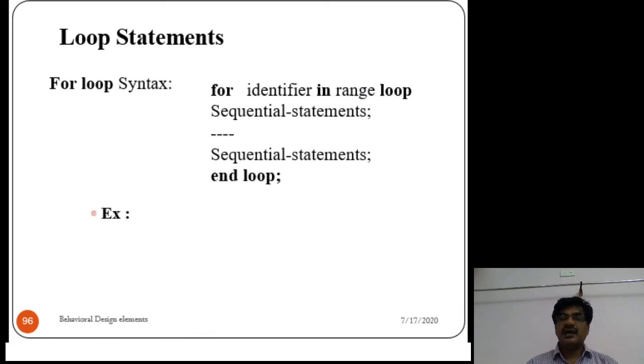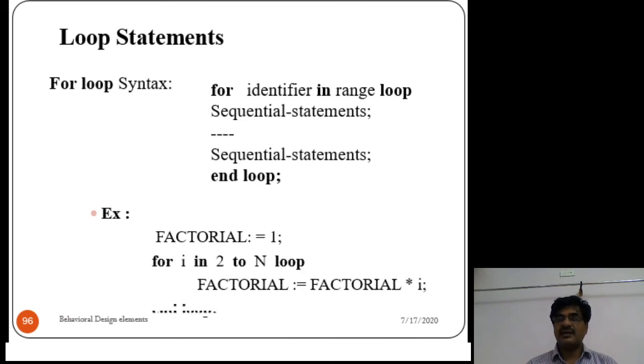Now see how it is implemented, or how the loop can be written in the program. Let us see here. To calculate the factorial value, here is one for loop. So factorial := 1, then for I in 2 to n. The range here is 2 to n, so the loop is executed n times, where n is generally the given number.